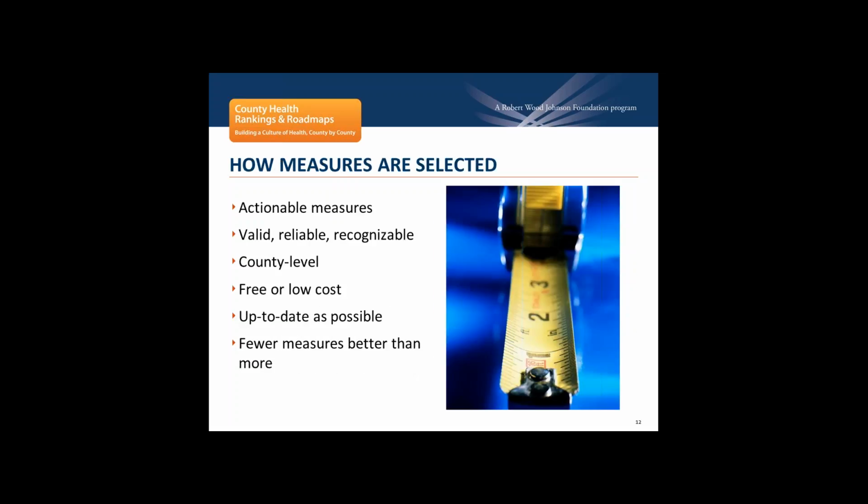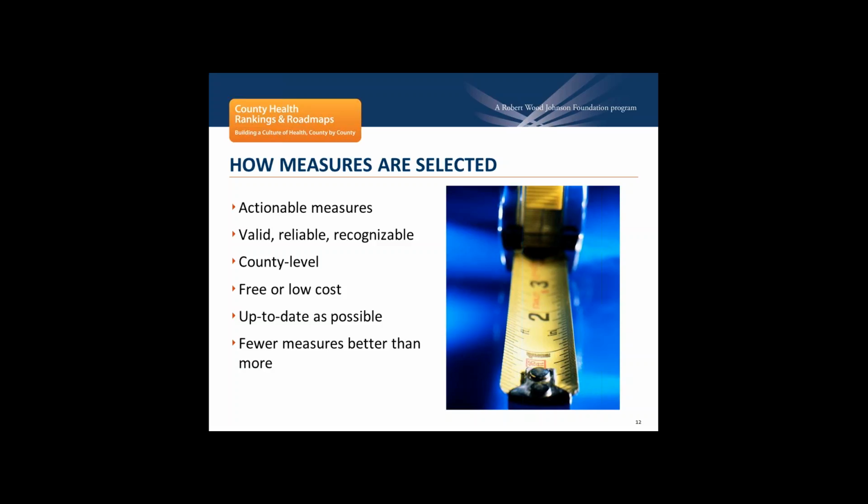So stepping back to the model, having looked at many factors that make up health, let's now take a look at how the measures are selected. As we mentioned, we want communities to take action, so we use measures that reflect aspects of a community that can be improved. We use measures that are valid, reliable, recognized, and used by other similar national measurement or rankings projects. For example, many of our measures are used in America's Health Rankings, which annually measures the health of states.